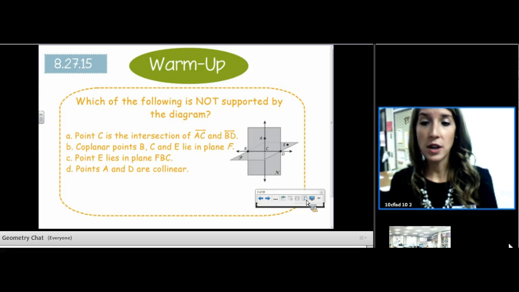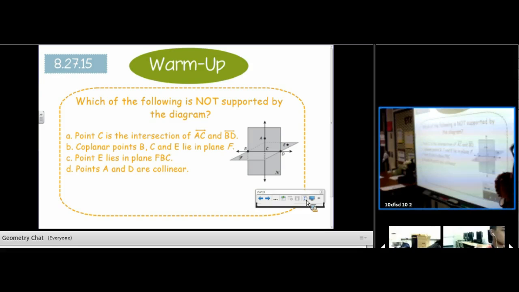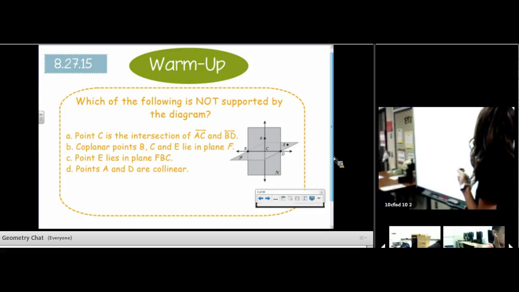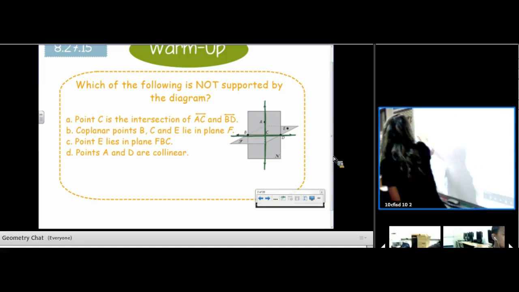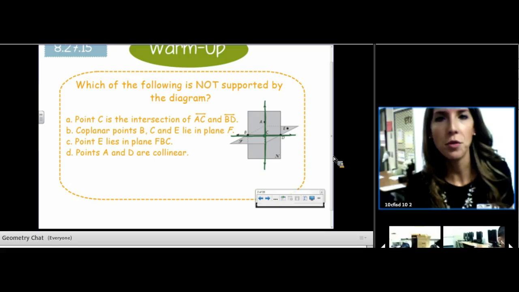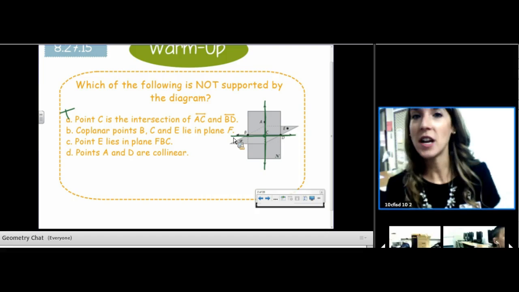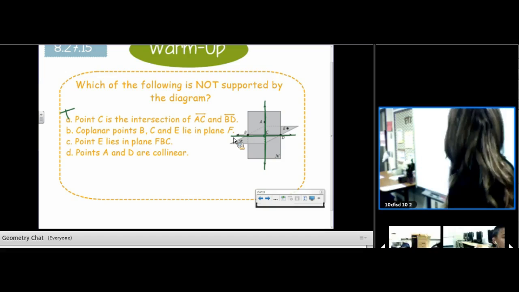So go ahead and choose your answer, but please. All right, so point C is the intersection of line A, C, and line B, D. So this line intersects this line at point C. What I like to do on these is I like to put true by it. Because if I put true and false by each one, then they're all going to be true except for one, and that'll be the one I choose.